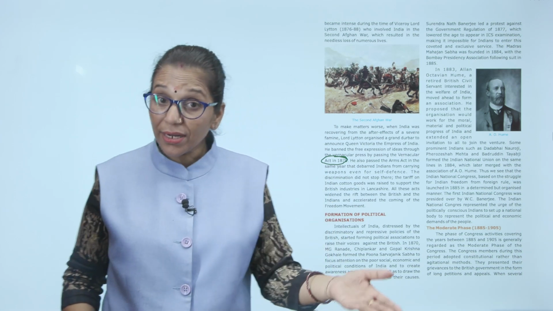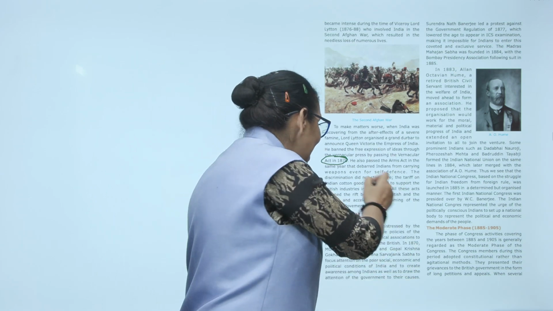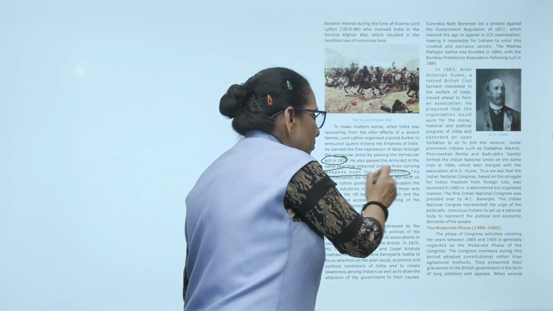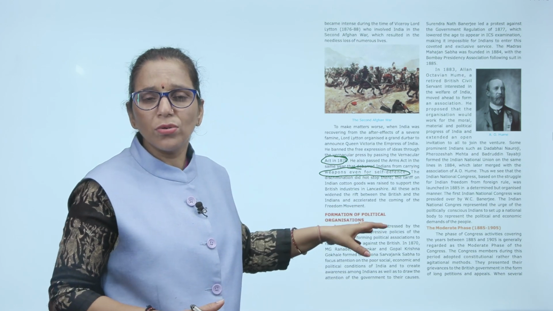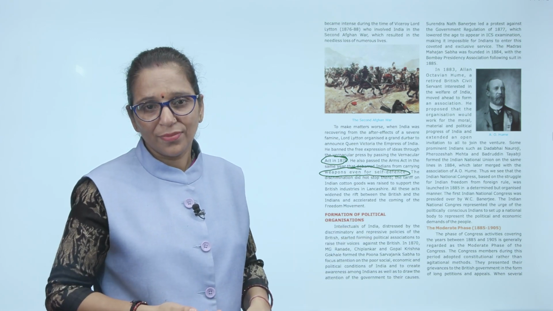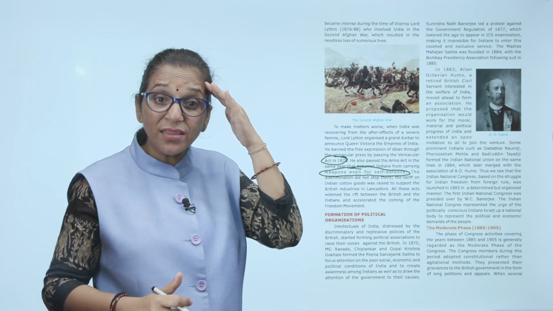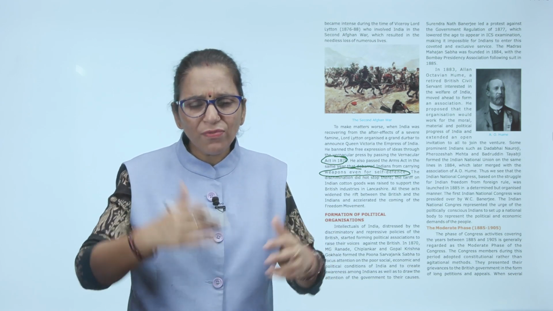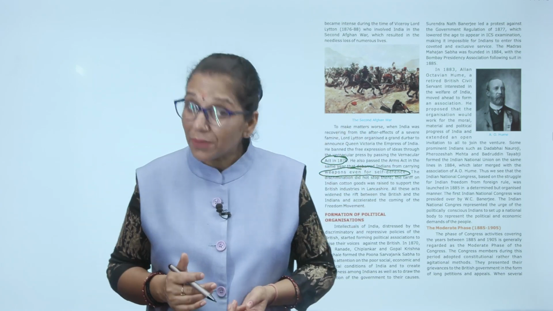He also passed the Arms Act in the same year that debarred Indians from carrying any weapon for self-defense. Yes, we don't have the right to carry any weapon. Then the discrimination did not stop here. The tariff on Indian cotton goods was raised. Tax was raised to support British goods. All these acts, back to back, made Indians stand against British rule and accelerated the coming out of the freedom movement. Now, in the end, we need to fight against the Britishers.